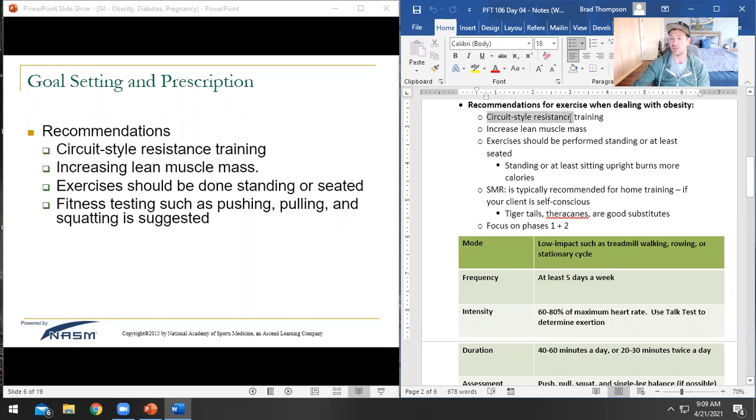So it's very much circuit style training, which burns a lot of calories, right? So that's definitely a recommendation for our obese clients. We also want to try to increase lean muscle mass as much as possible. Now, it's going to be tough considering that there's more cortisol and less growth hormone and things like that. But increasing your lean muscle mass will increase your caloric burn passively, right?